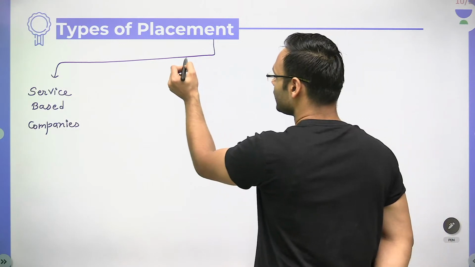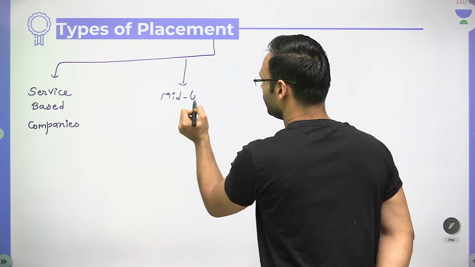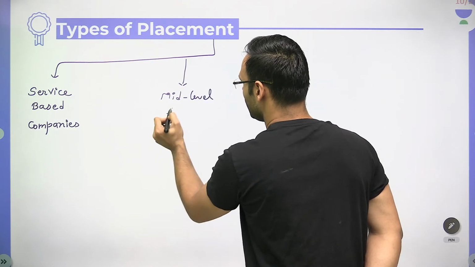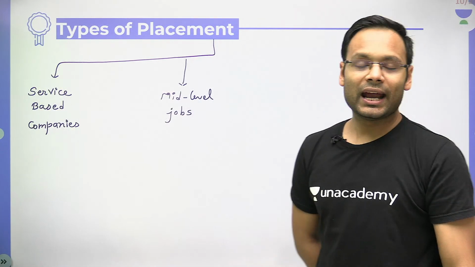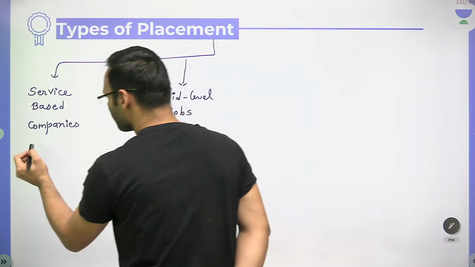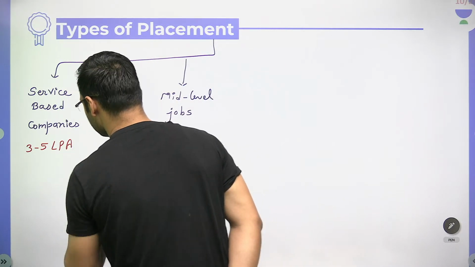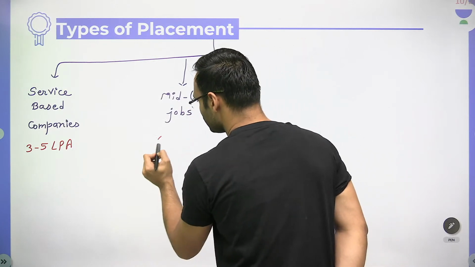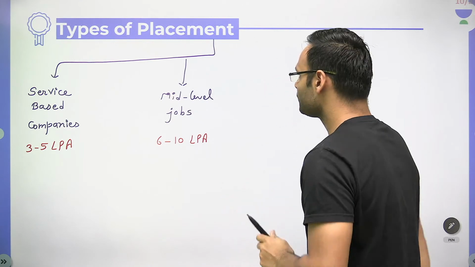Second type of placement is mid-level jobs. Like in this, you'll be having service-based companies also and small product-based companies also. These types of companies are offering some 3 to 5 lakh per annum package. These companies are offering 6 to 10 lakhs LPA, lakhs per annum.